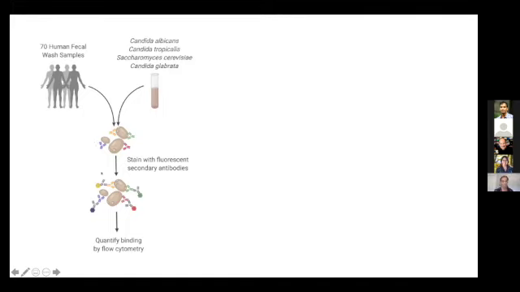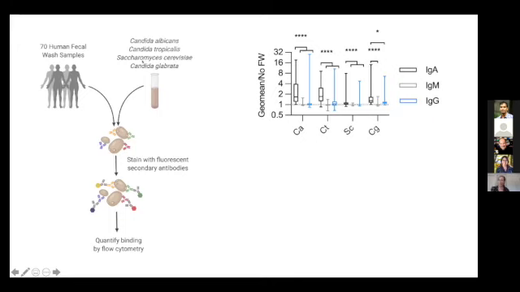And what we found was that the majority of these human samples had fungal reactive antibodies that targeted at least one of these fungal species. And as expected, the IgA isotype of the antibodies dominated this response. You can see that here in these black bars.